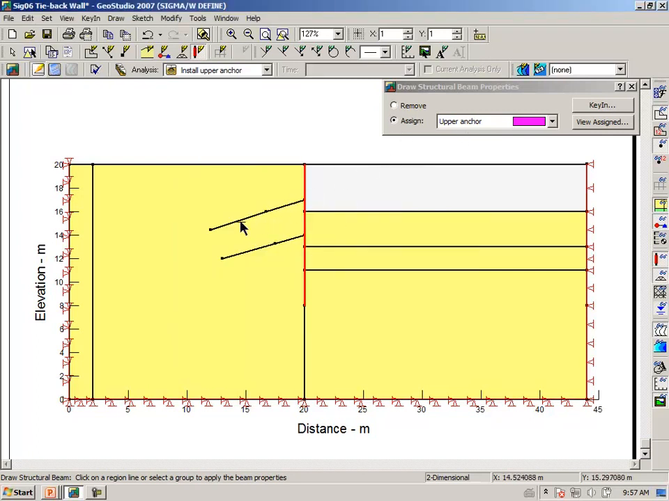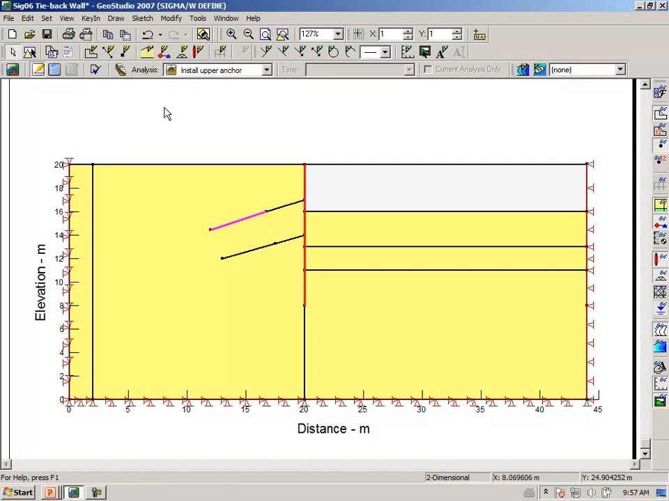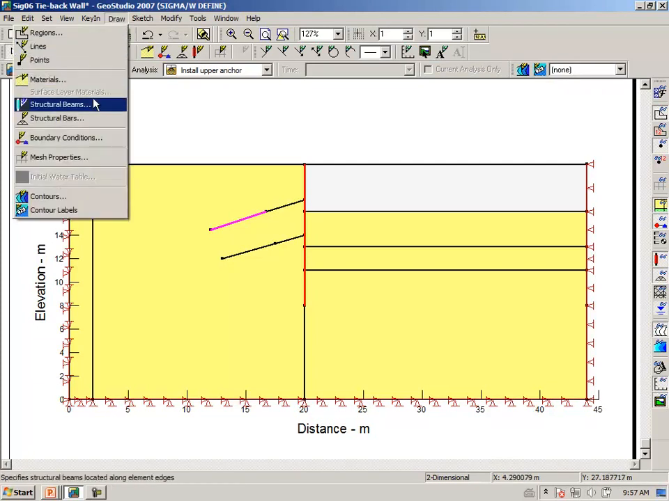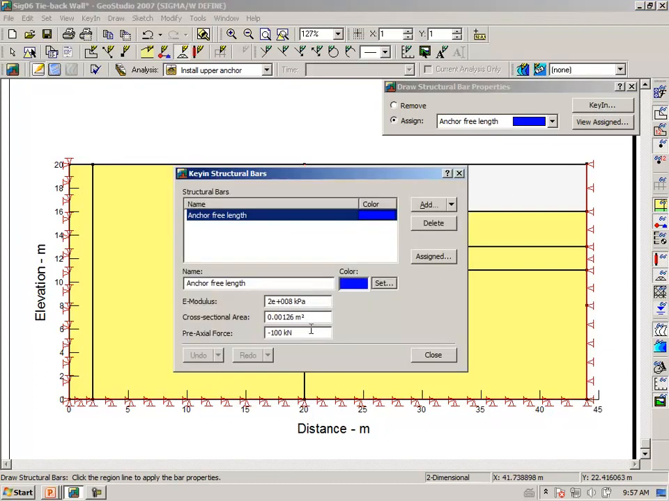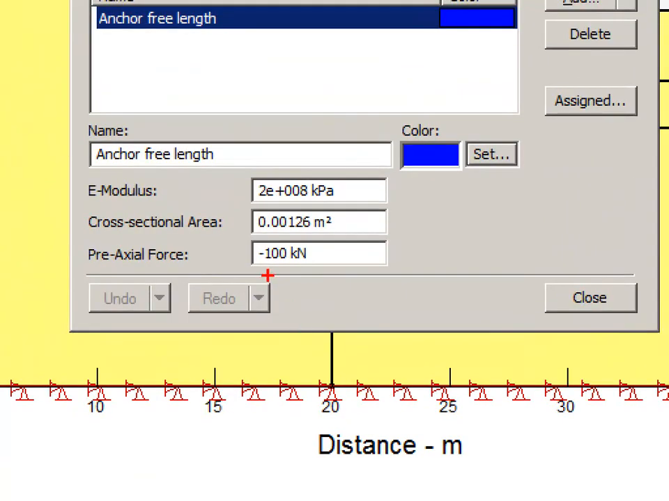Assign the upper anchor to a line, and now we need to assign the free length as a bar. Draw structural bars, assigning it to the upper anchor, and we have a pre-stress of minus 100. Minus 100 means that we are applying a tension to the bar.